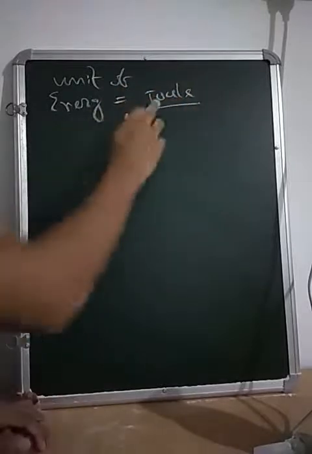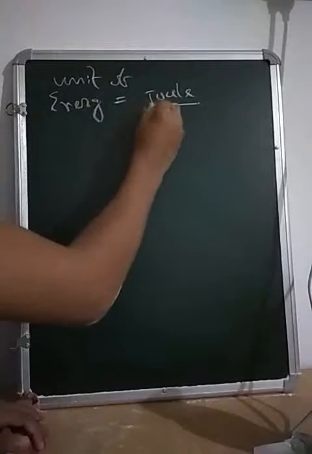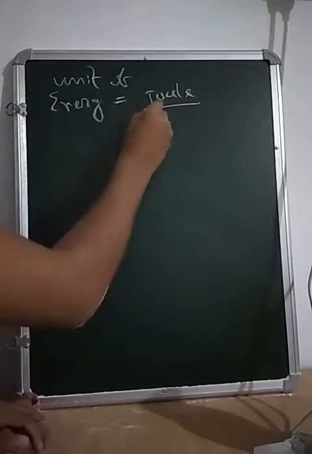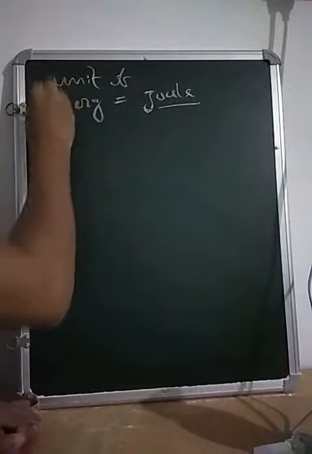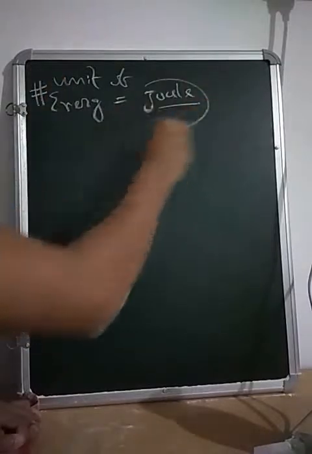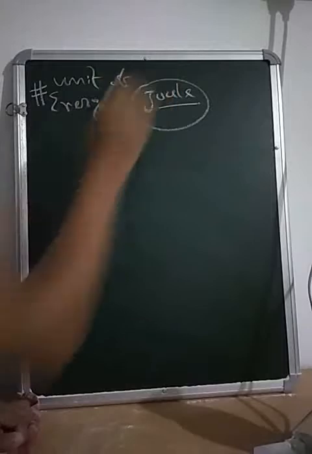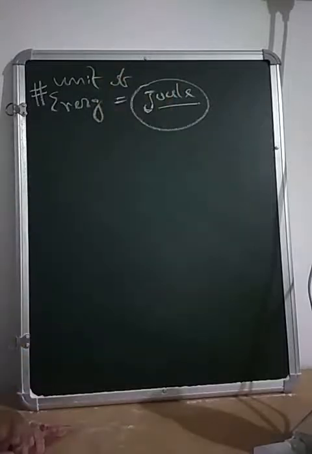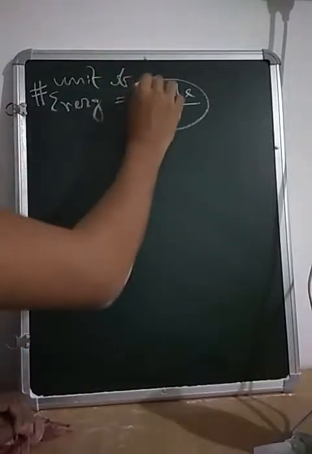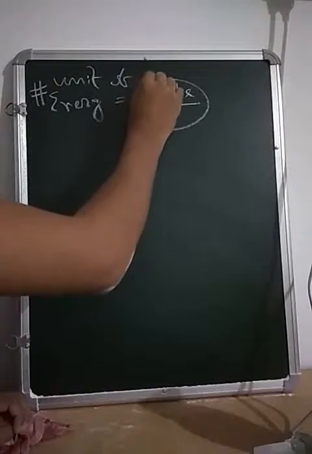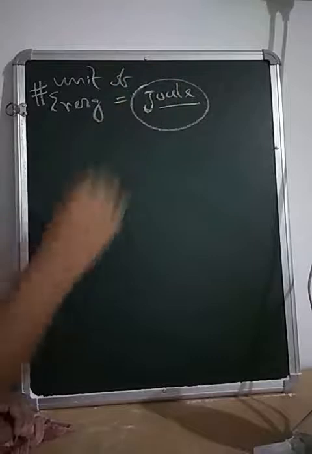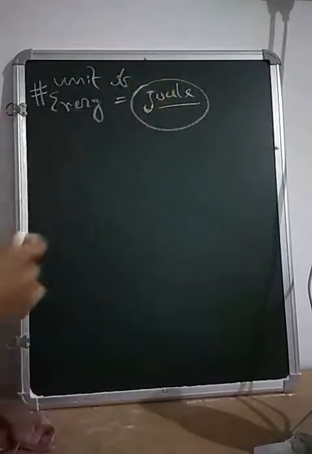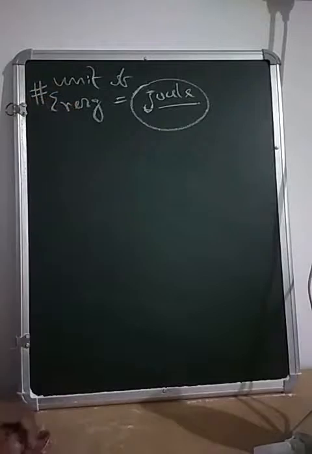But in different branches of physics, we use different units of work. In different branches we need different units of work. The dimensions of these units are the same, but the form of the energy is different.